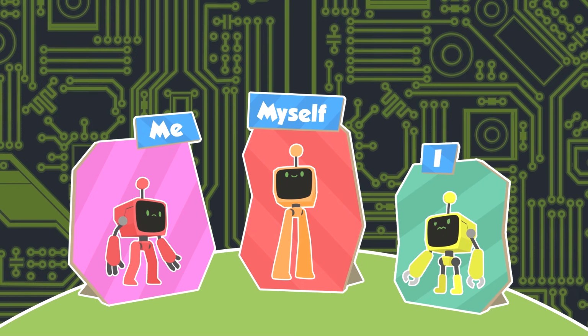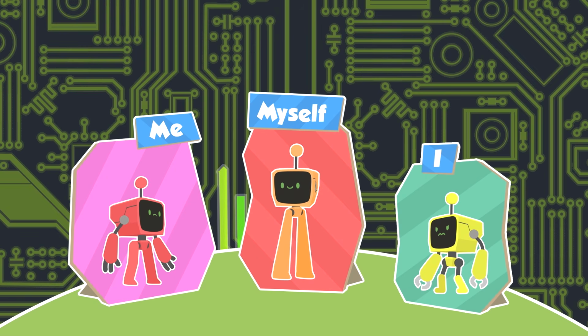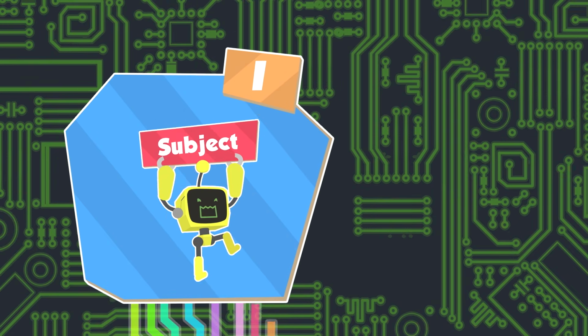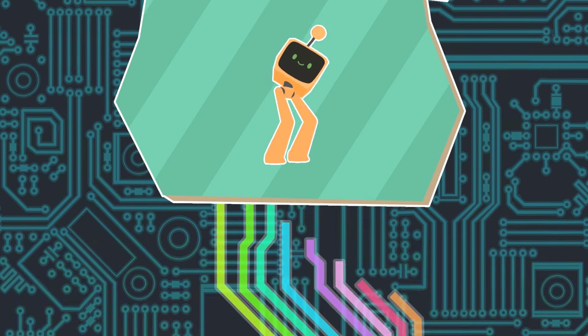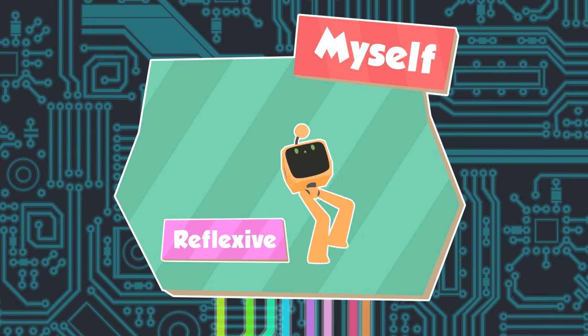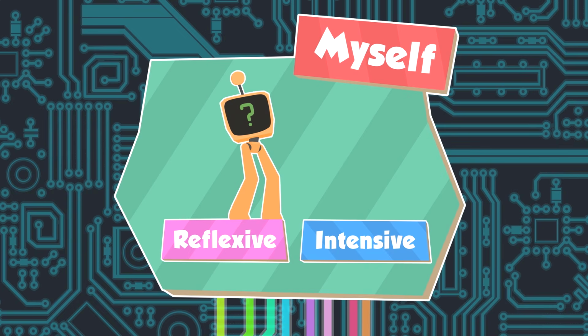Me, myself, and I. You may be tempted to use these words interchangeably because they all refer to the same thing. But in fact, each one has a specific role in a sentence. I is a subject pronoun, me is an object pronoun, and myself is a reflexive or intensive pronoun. So what does that reveal about where each word belongs?